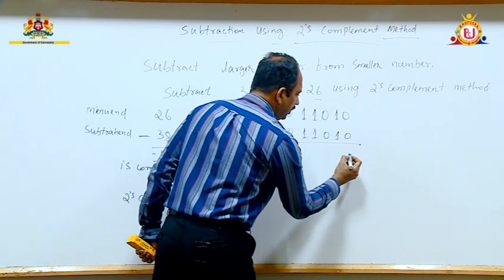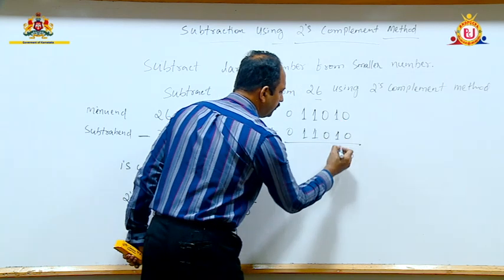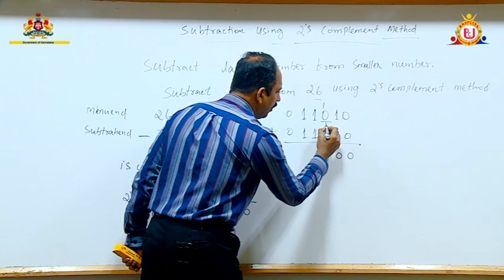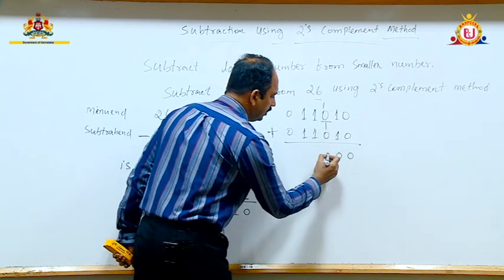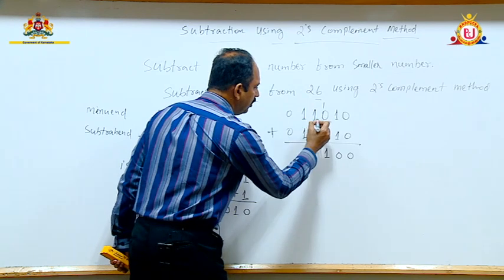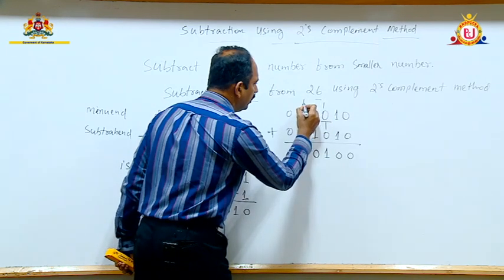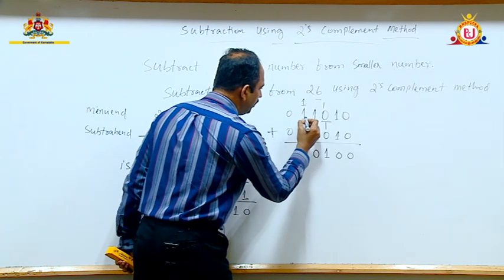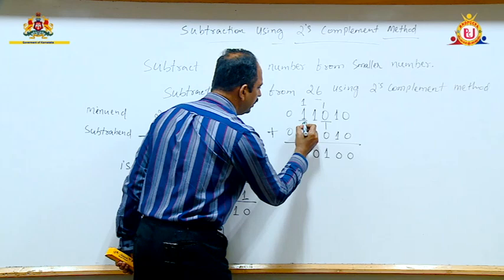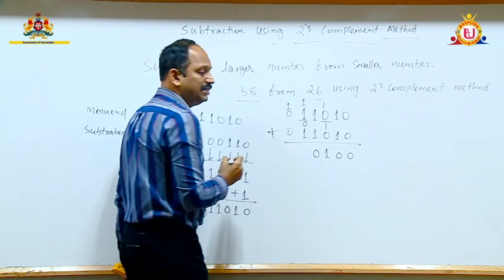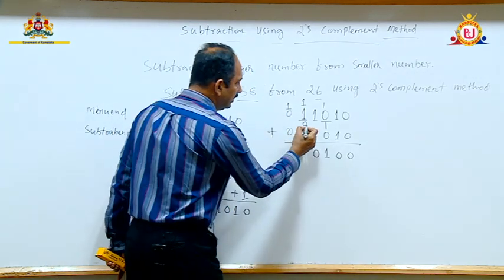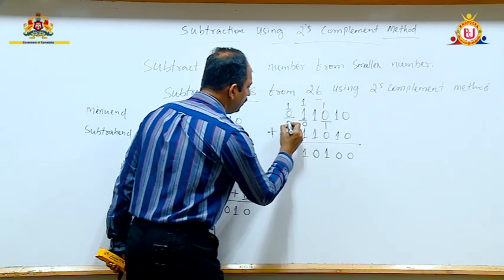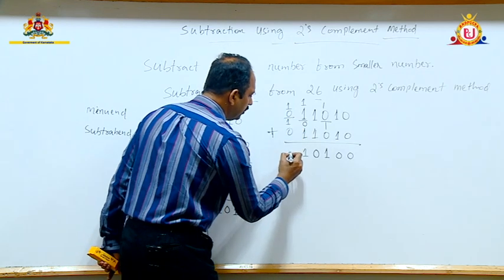So this 0 plus 0, 0 with no carry, 1 plus 1, 0 with carry 1, this 1 plus 0 is 1, 1 plus 0 is 1 with no carry, 1 plus 1, 0 with carry 1. Now, this 1 plus 1 with 0, carry 1, right now itself I am writing in the next place. This 0 plus 1 is 1 and 1 plus 0 is 1 and this 1 plus 0 is 1.